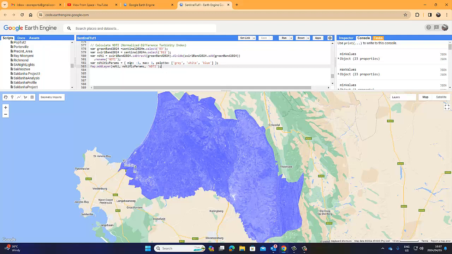Again, I'm not going to go through the optimization of my visualization in terms of getting the best minimum value, the best maximum value, and expanding on the color scheme. We spent lots and lots of time on that in our previous video tutorial. So this is just to show you that there is an index called the normalized difference turbidity index, and this is how you calculate it. And the idea of it is to give you information about water.